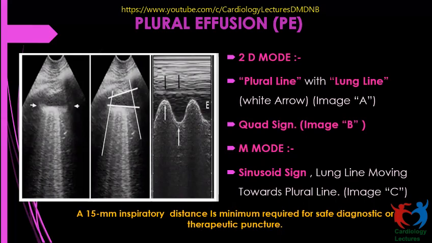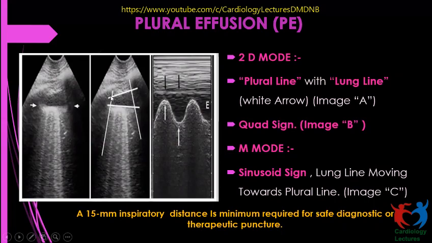Coming to the pleural effusion, the diagnosis of pleural effusion has been a very interesting and favorite topic of the sonologists in ICU settings. So what exactly do we have to see in lung ultrasound for pleural effusion? In 2D mode, you have a pleural line with the lung line. You have a visceral pleura and a parietal pleura. Both are separated here, not with gas, but with fluid.